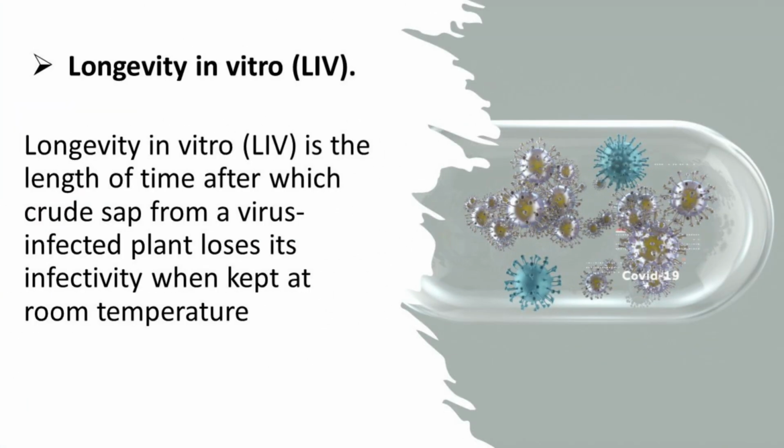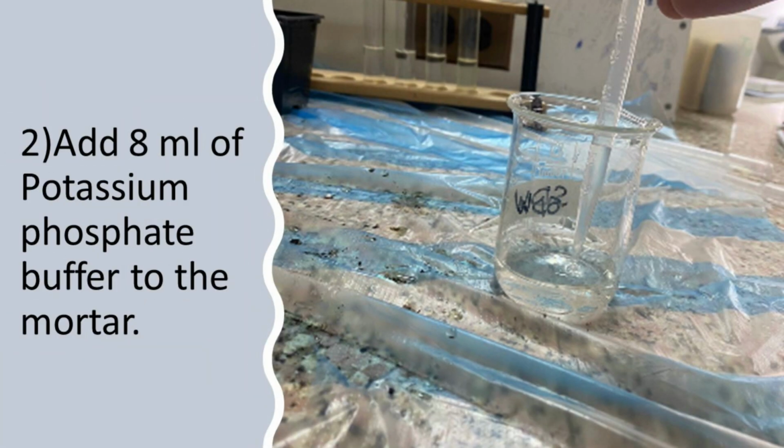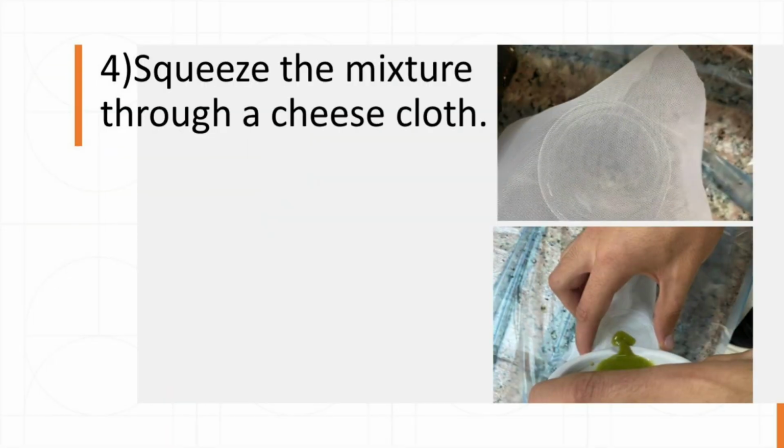Longevity in vitro, LIV. Longevity in vitro is the length of time after which crude sap from a virus-infected plant loses its infectivity when kept at room temperature. 1. Label as follows. 6 plants, bottle. 2. Add 8 ml of potassium phosphate buffer to the mortar. 3. Cut the symptomatic leaves of the infected plant into small parts and put them in the mortar, then grind them excessively. 4. Squeeze the mixture through a cheesecloth.